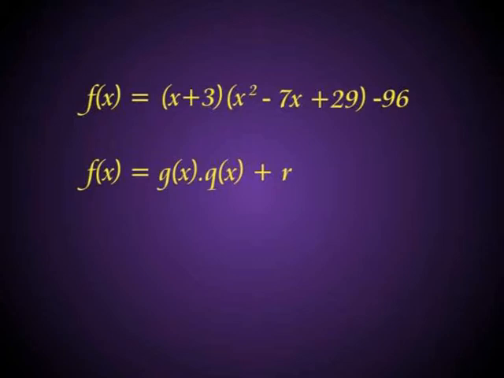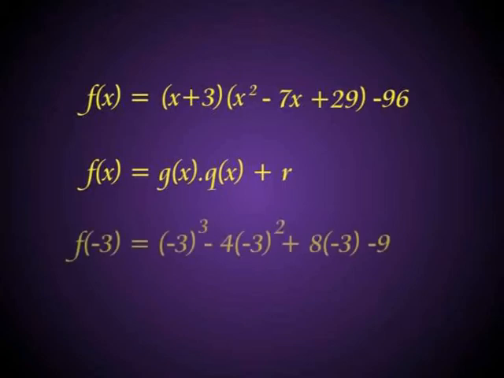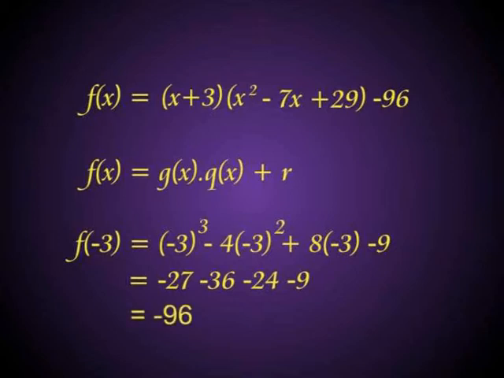If x + 3 is being divided into f(x), f(-3) should equal the remainder. Let us test that. f(-3) is equal to (-3)³ - 4 times (-3)² + 8 times -3 - 9, which is going to give us -27 - 36 - 24 - 9, which gives us -96.